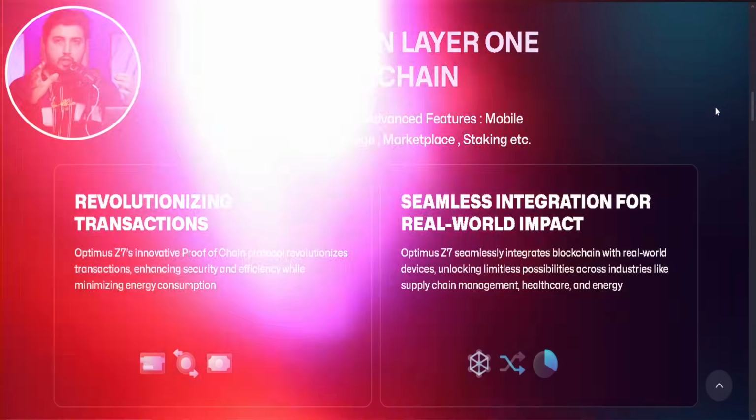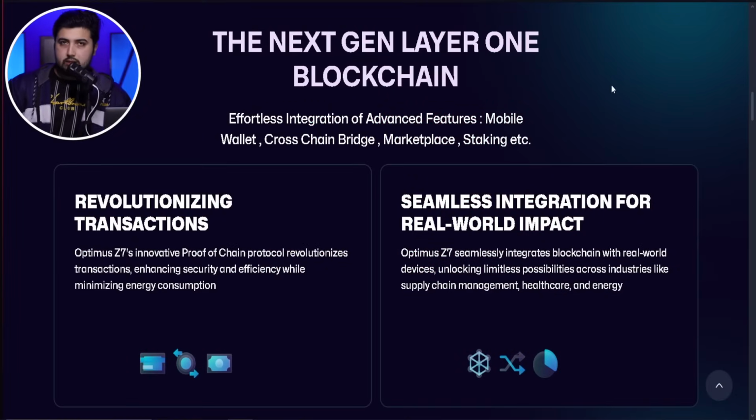So what's the vision here? OptimusZ7 aims to break down that technical barrier of blockchain and AI so that anyone can leverage their potential, whether it's for a business, a developer, or for everyday use. They're focused on revolutionizing industries like supply chain, healthcare, and energy, and doing it in a way that is transparent, trusted, and also efficient.